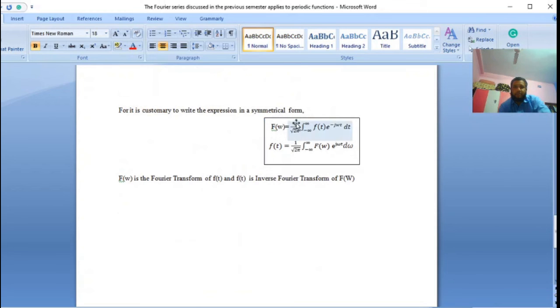That is, F(omega) is equal to 1 by root 2 pi times the integral, the same, and f(t) is 1 by root 2 pi times the integral. Here F(omega) is the Fourier transform of f(t), and f(t) is the inverse Fourier transform of F(omega). That's it.